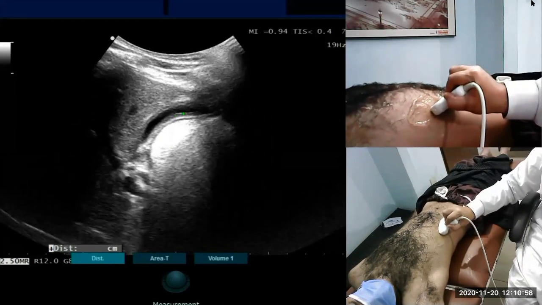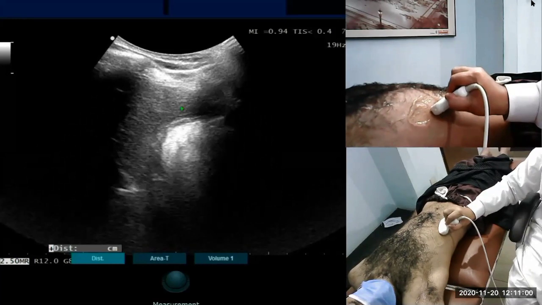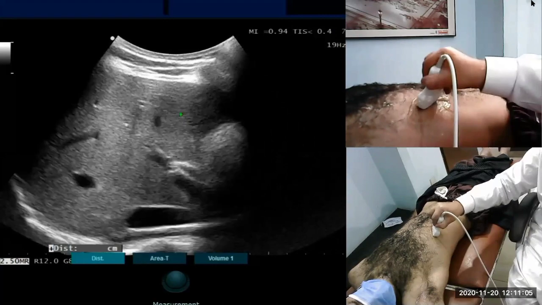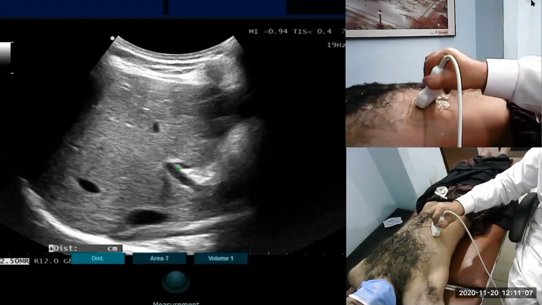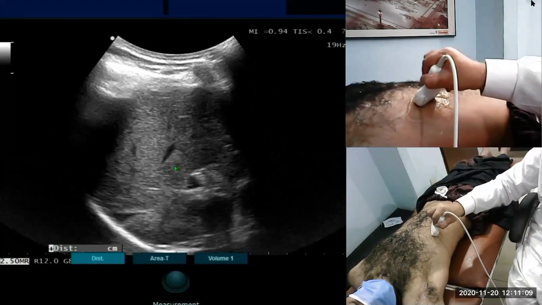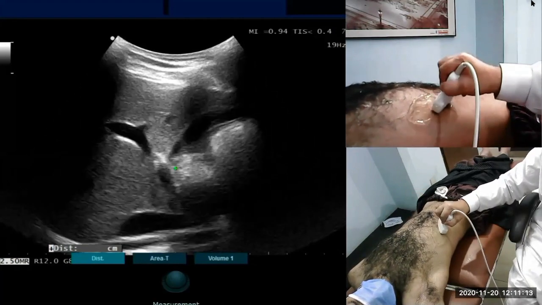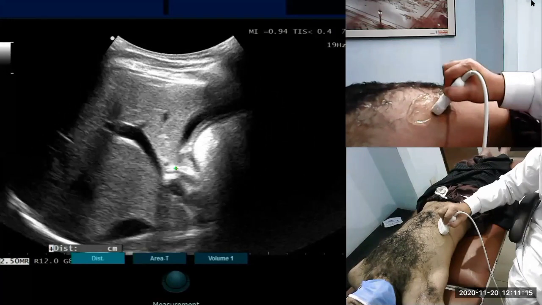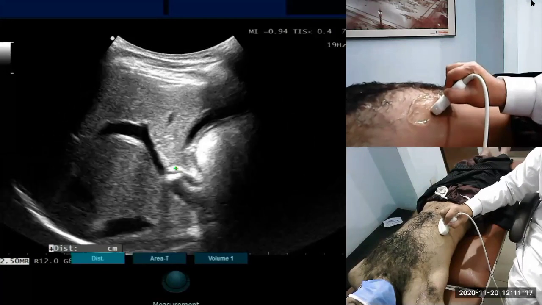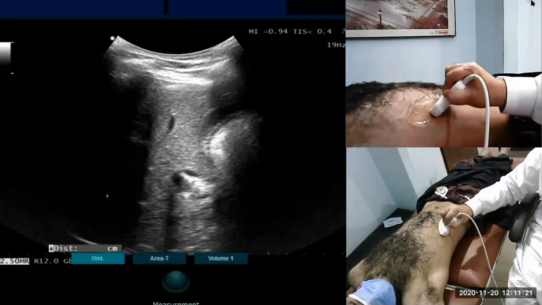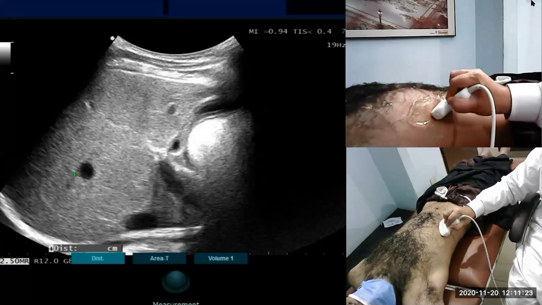There you see the mucosa of the gallbladder because it is contracted. There you see the portal vein entering. So we have seen the liver. You can appreciate the portal vein. You can see the hepatic veins there.